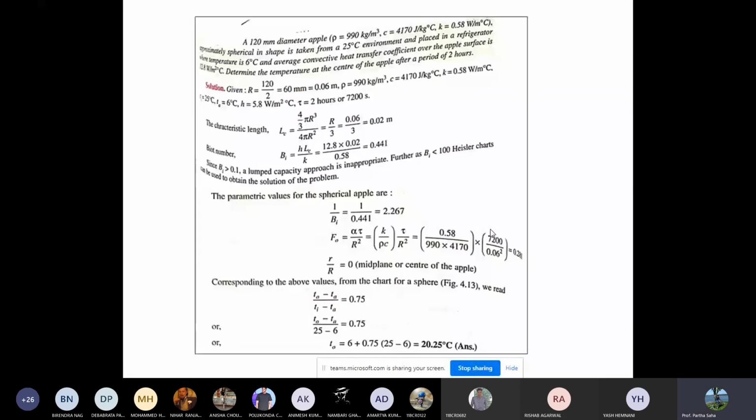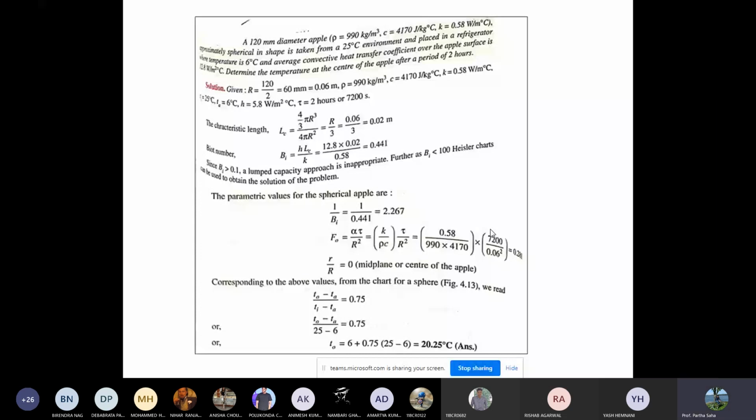So let us look into another last example. A 120 millimeter diameter apple, density given 990 kg per meter cube, specific heat given 4170 joule per kg C, thermal conductivity given 0.58 watt per meter C, approximately spherical in shape, is taken from a 25 degrees environment and placed in a refrigerator where the temperature is 6 degrees C. An average convective heat transfer coefficient over the apple surface is 12.8 watt per meter square C. Determine the temperature at the center of the apple after a period of 2 hours.